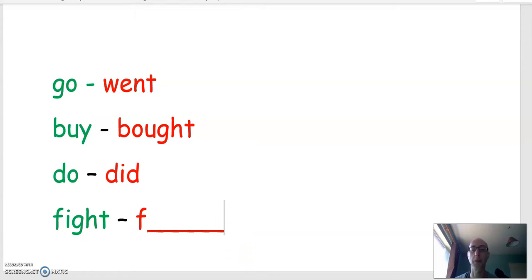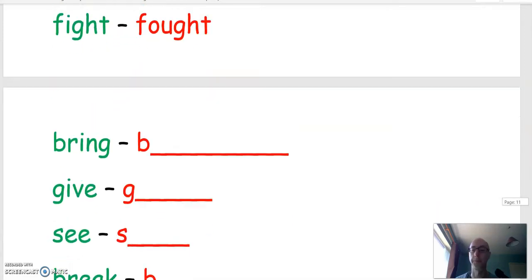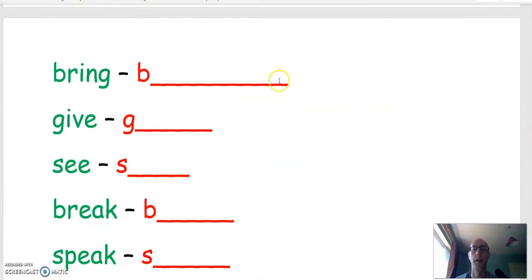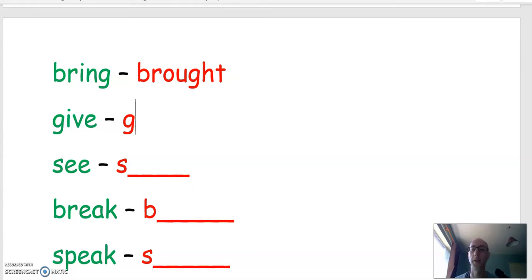Can you remember fight? What's the past of fight? Every day I fight. Yesterday I fought. It's like bought. And this is similar as well. Bring. Yesterday I... Can you get it? Brought. Good. Give is a little different. The I changes. Yesterday I gave. Exactly.